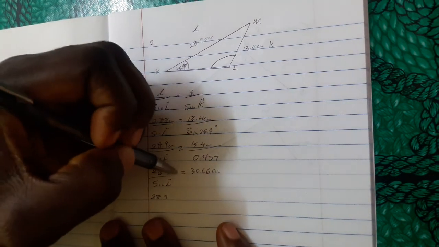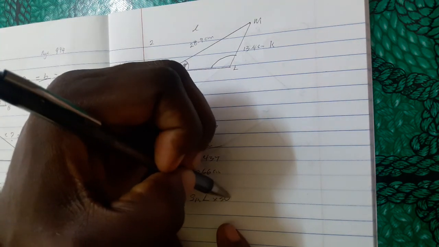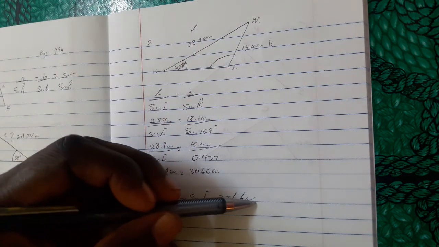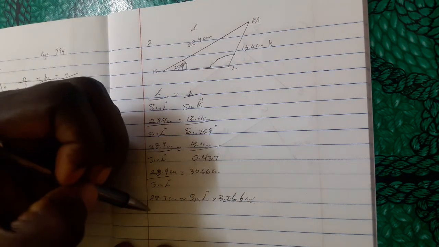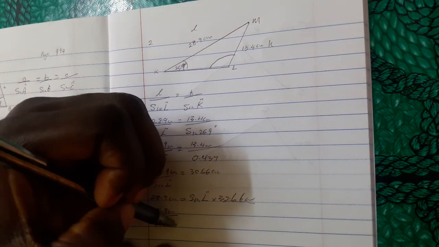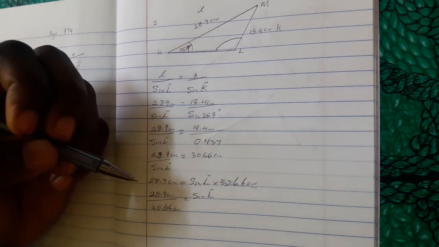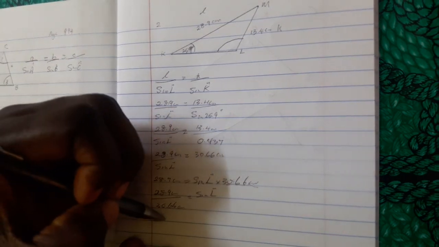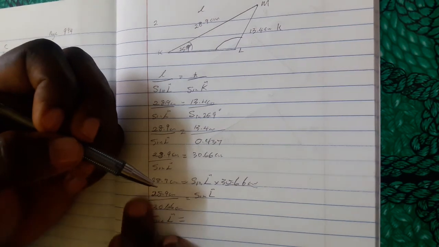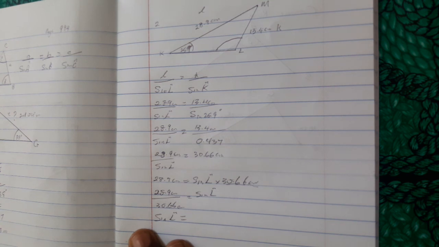28.9 centimeters is equal to sine L times 30.66 centimeters. This 30.66 will come over. So you'll have 28.9 centimeters divided by 30.66 centimeters is equal to sine L. When you divide these two, sine L is equal to 28.9 divided by 30.66. You get 0.943.